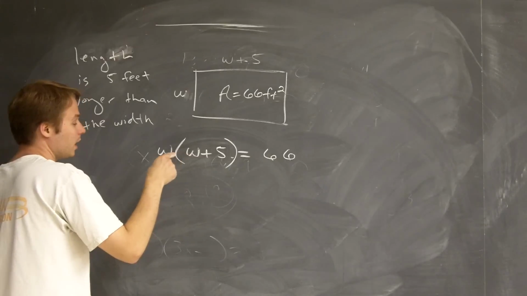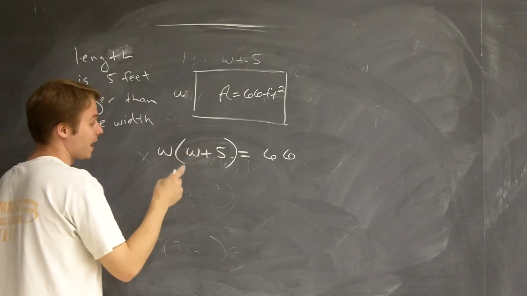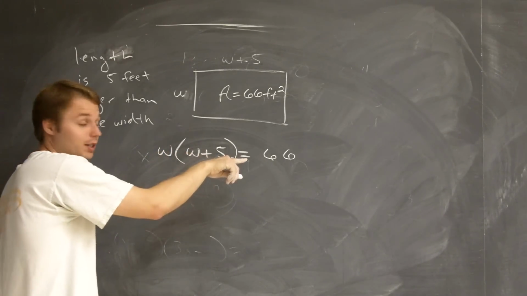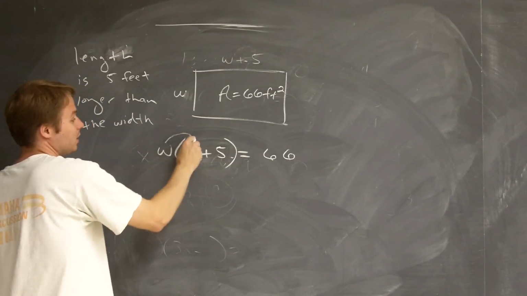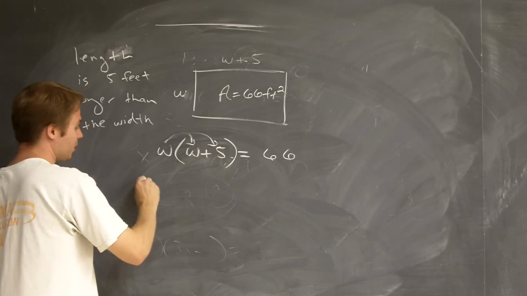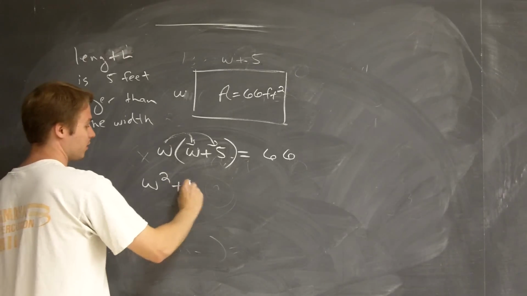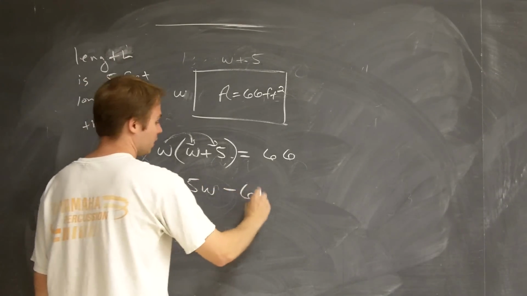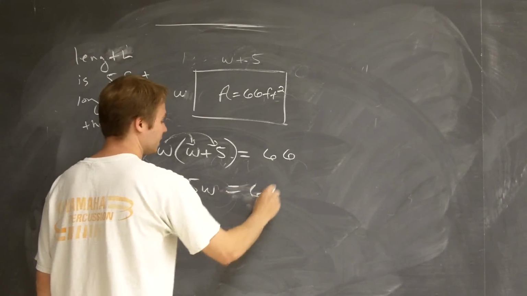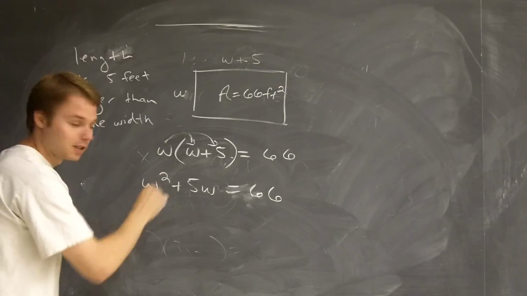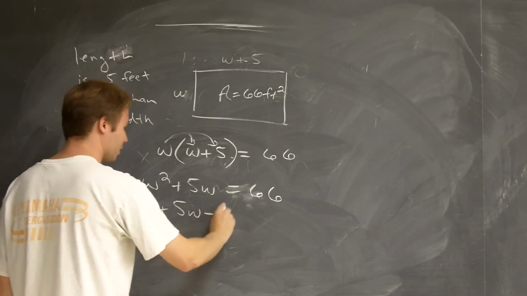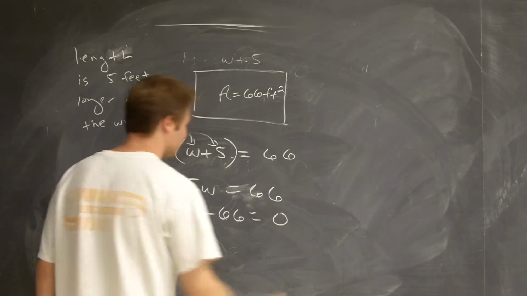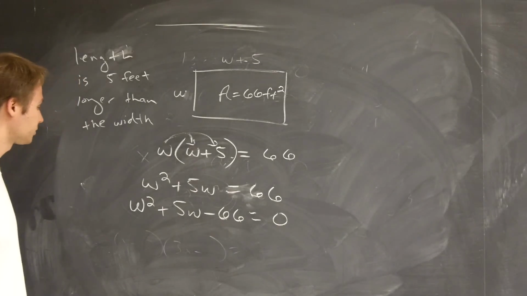But this is still an equation we need to use factoring for. I can't solve this yet, right? Because it's not equal to 0. I got to get that 66 over. So what I'm going to actually do is distribute out this w and get w squared plus 5w, and all of that is equal to 66. Then I can subtract the 66 over. So I get w squared plus 5w minus 66 is equal to 0.